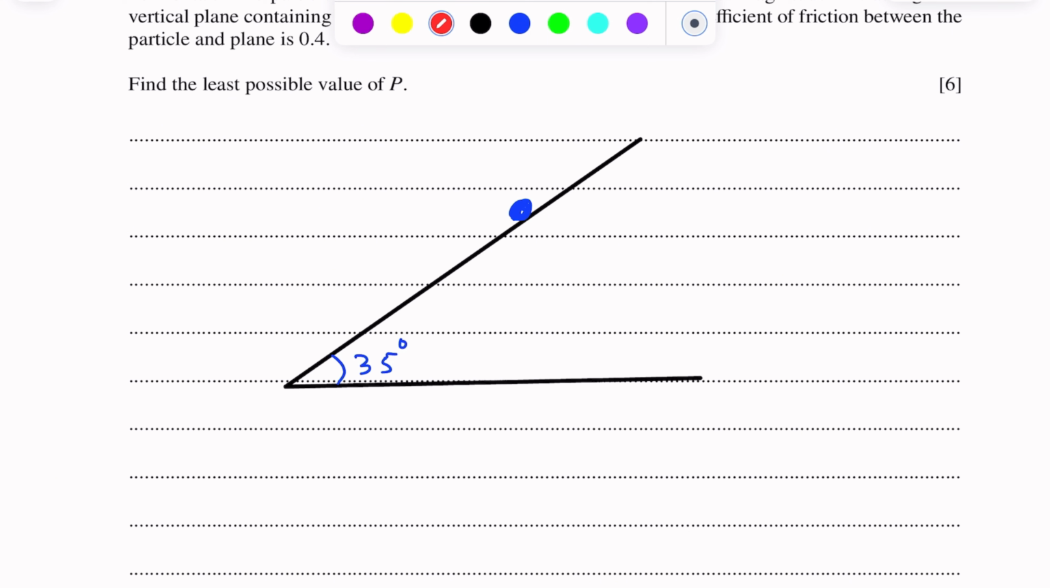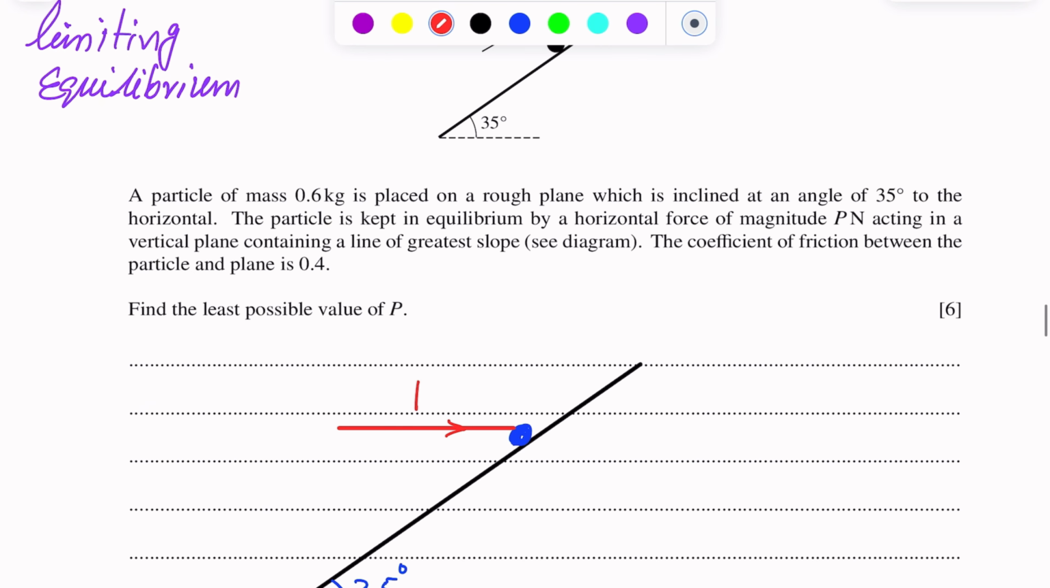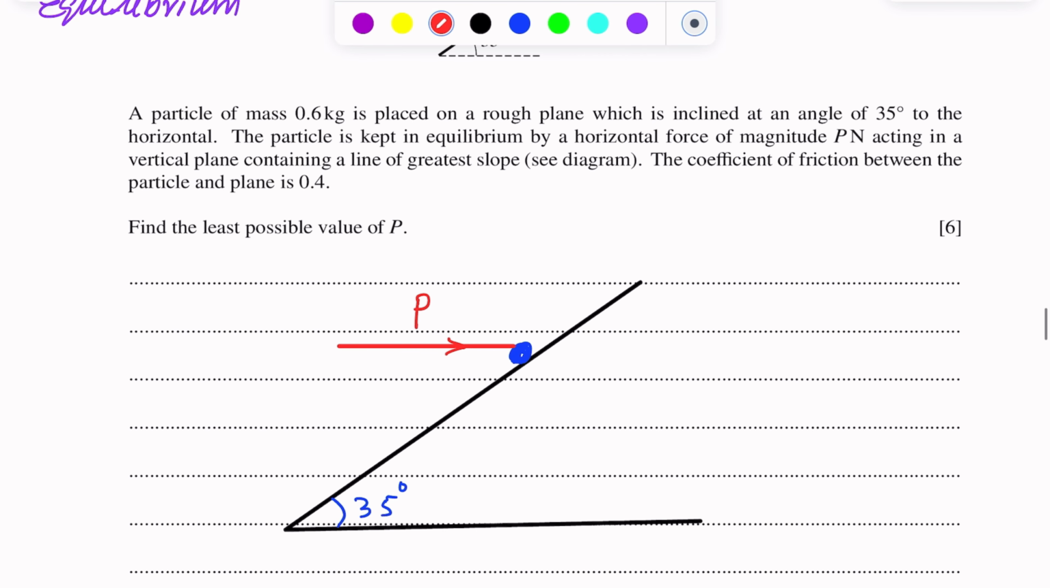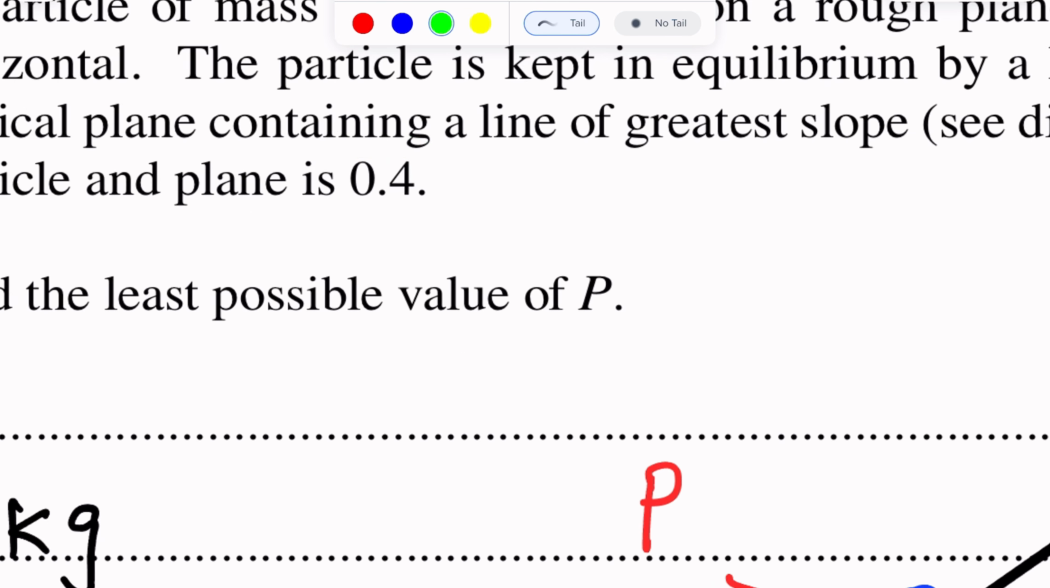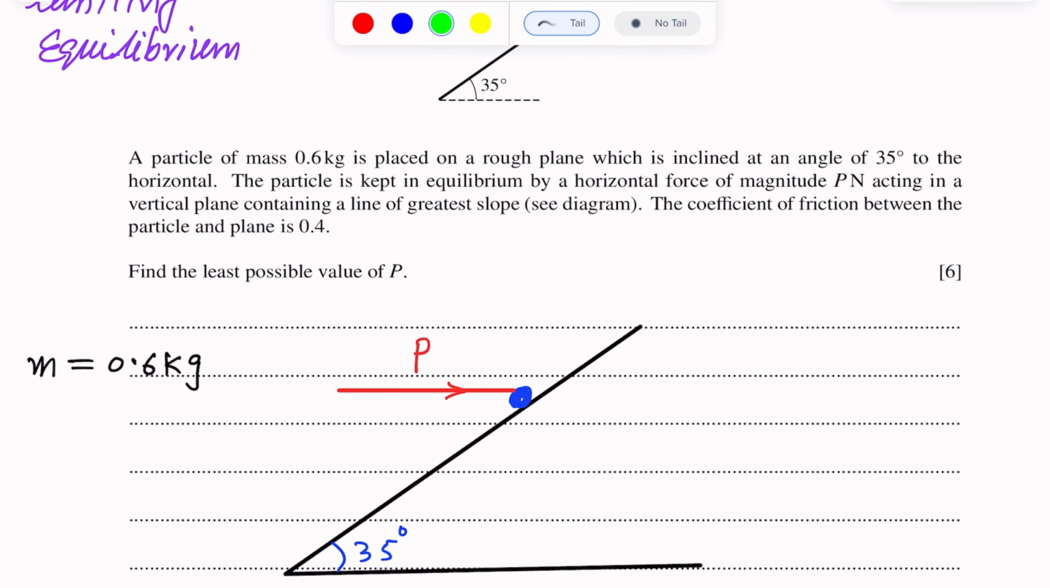This is the particle, and this is the horizontal force acting, a horizontal force of magnitude P Newton. The mass of the particle is 0.6 kg. Since this inclined plane is rough, there will be friction. The coefficient of friction given is 0.4. We represent the coefficient of friction by mu.